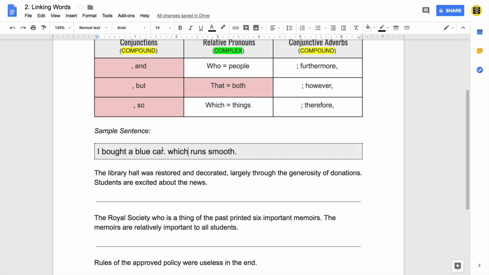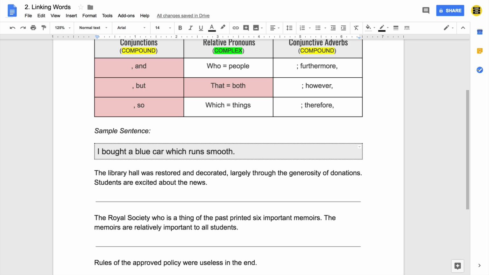Remember, we need to take which and the entire sentence and place it after what we changed which to from. So what was which originally? Which was car, so we would just put it after car. We removed the full stop and we just placed it after car. Again, I'm going really fast on this because we have already done this before. So there you have it. I created a complex sentence by creating two simple sentences. And the sentence now reads, I bought a blue car which runs smooth.